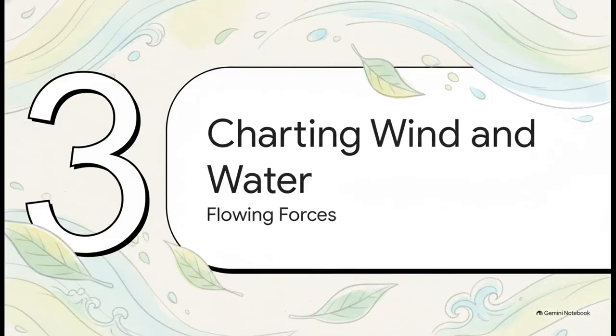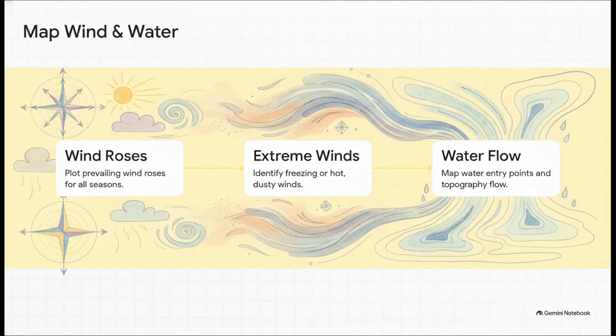Section 3, charting wind and water, flowing forces. Let's look at our next set of invisible arrows. Just like sunlight, wind and water are highly directional. Step 1 is plotting your prevailing wind roses for all seasons. Where exactly does that bitter winter freeze come from? Step 2 is identifying the extreme winds, those hot, dusty, destructive summer gales.